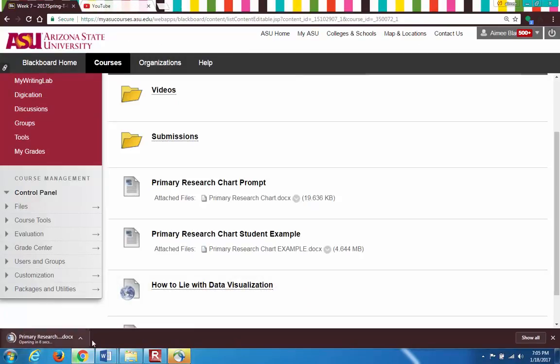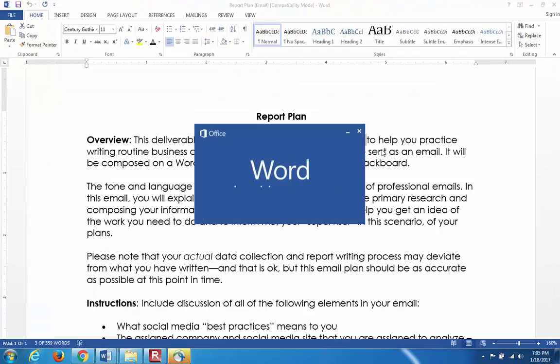Yeah, I wanted the example. I think I opened the wrong one. Sorry about that. I just want you to be able to see kind of what it looks like. You can look at it on your own, I'm sure, but I just want to make sure you see it.